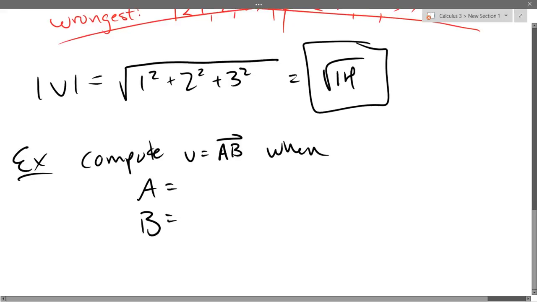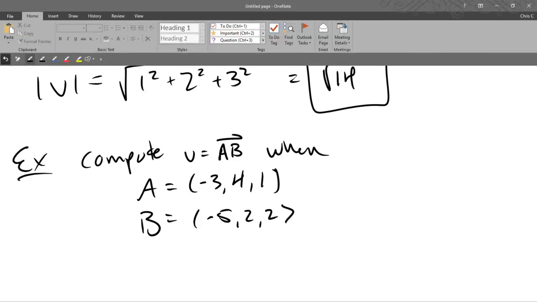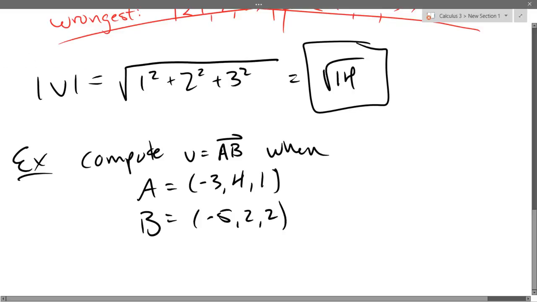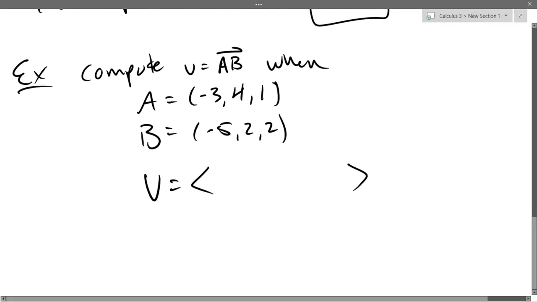So we'll compute a vector from A to B. A will be negative 3, 4, 1. And B will be negative 5, 2. So your answer should be in three dimensions. So your answer will be in diamond brackets. And I want you to find the three numbers, the x, y, and z components of the vector.